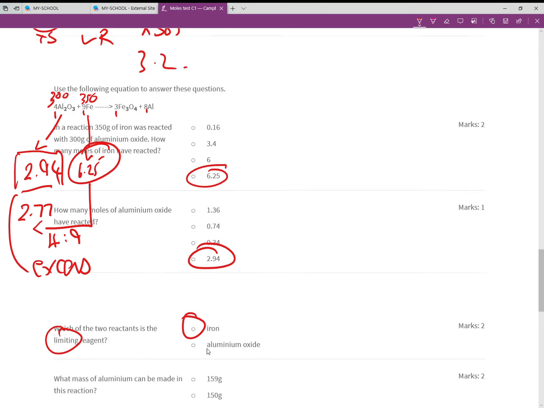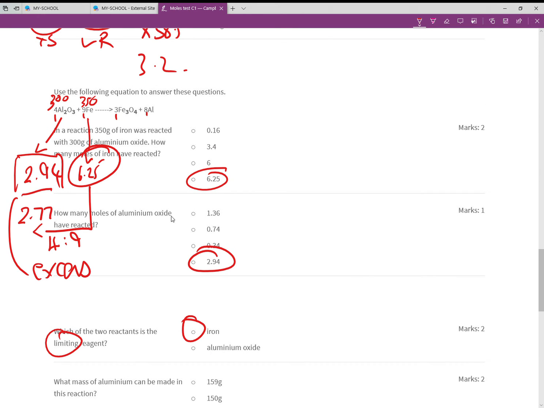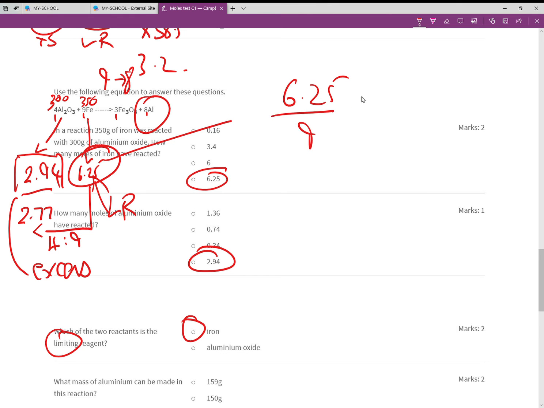What mass of aluminium can be made in the reaction? Okay, so if my limiting reactant is my iron, okay, that's my limiting. We're looking at aluminium. The ratio of that is 9 back to 8. So let's take my 6.25 divided by 9 and multiply it by 8. Okay, tells me, and we're after the mass of aluminium. Okay, so that gives me 5.56 moles of aluminium, and I need to multiply that by 27. Gives me a nice round 150 grams of aluminium that would be produced there.